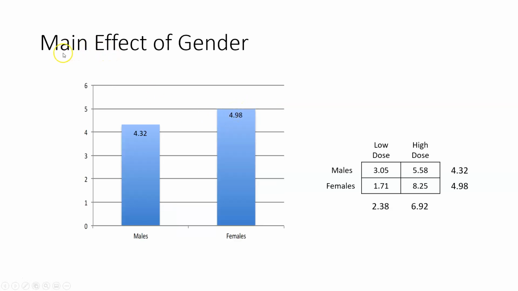We could also compare the main effect of gender. In this case, it's 4.32 versus 4.98, ignoring their dosage, just comparing the sex. So all the males combined, regardless of their dosage, had an energy level of 4.32, and the females had a mean of 4.98.